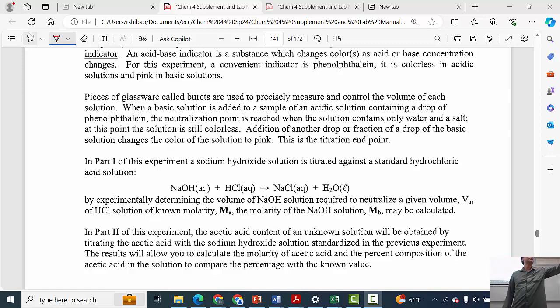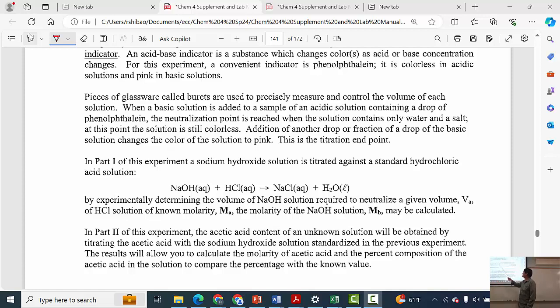So we're going to use these. These are common in titrations. These are called burettes. Pieces of glassware called burettes are used to precisely measure, and these are calibrated too, so they're pretty accurate, to accurately and precisely measure and control the volume of each solution.